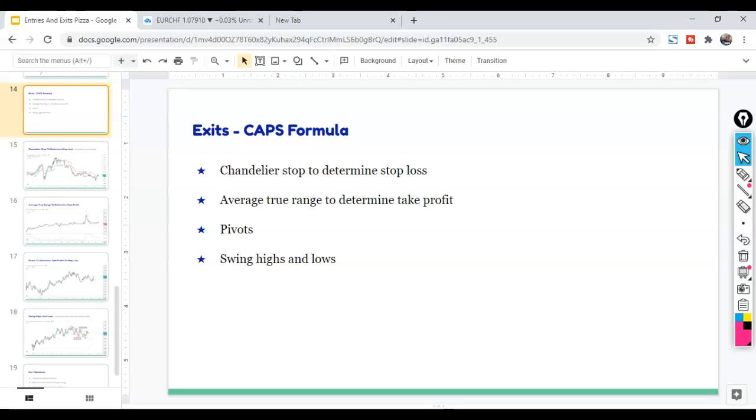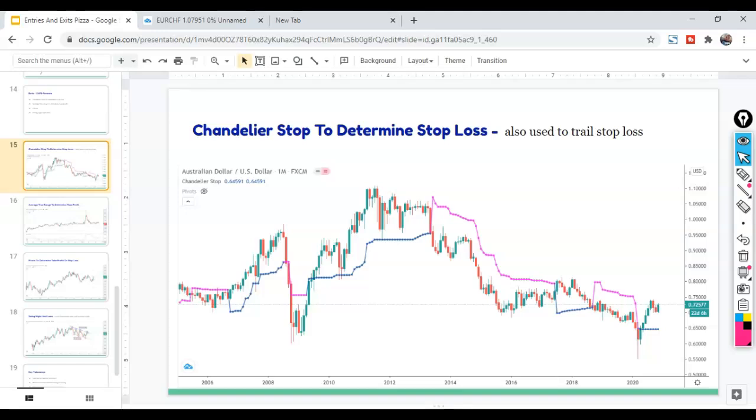I told you this particular course is not theories. I didn't do this course for theories. It's pure demonstration. You need to see how it is working. So let's dive deep and start looking at all the exit strategies which I use, and which are perfectly working. We start with the Chandelier stop to determine stop loss.